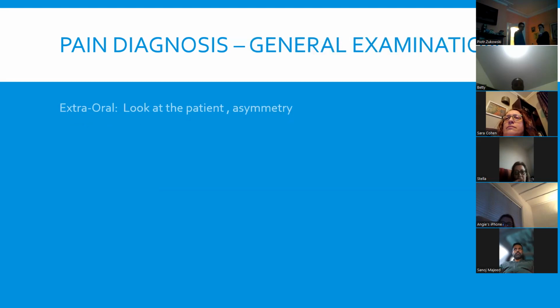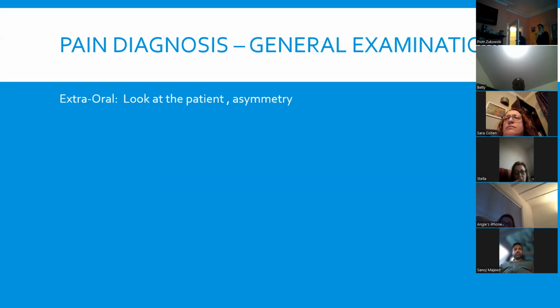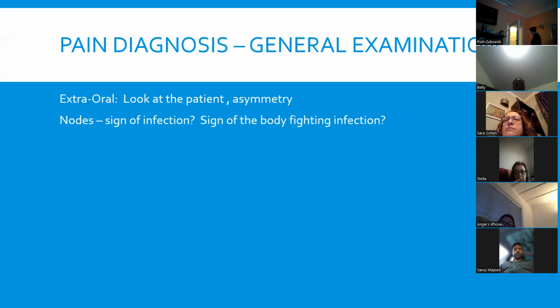The general examination: look at the patient, looking for asymmetries and swellings. Nodes. If the nodes are swollen and tender, is that a sign of infection, or a sign that the body's actually fighting that infection? Sometimes you palpate the nodes and the patient feels a bit of pain that they didn't even tell you about. Does that mean they've got an infection? No, they're probably just fighting one.